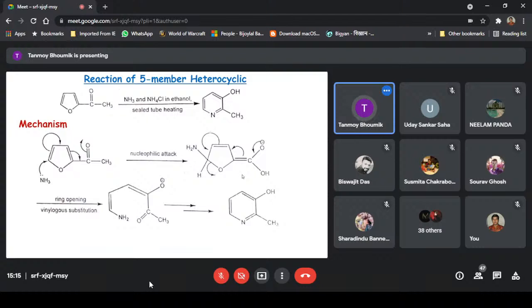Ammonia reacts at the harder center. This is the harder center, and it can form this intermediate. After this, the intermediate can rearrange to break the molecule, and then it immediately comes back to react with the NH2 and carbonyl group, and it forms this pyridine. The ortho position has a methyl group, and the first position has the OH group.